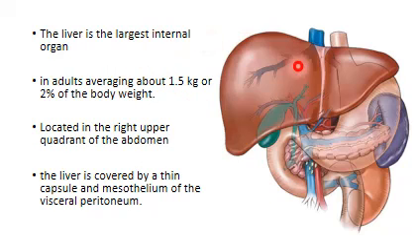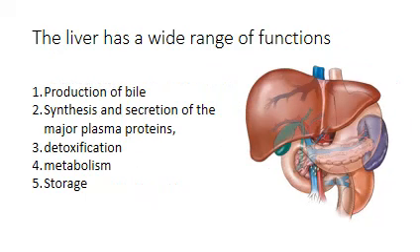As you know, the liver is the largest internal organ. You can see here the liver in this image. It's the largest internal organ, weighing about 1.5 kilograms, or about 2% of the total body weight. It's located in the right upper quadrant of your abdomen, an area called the right hypochondrium, and it is covered with a thin capsule that sends connective tissue septa to the inside of the organ, dividing it into lobes and lobules.